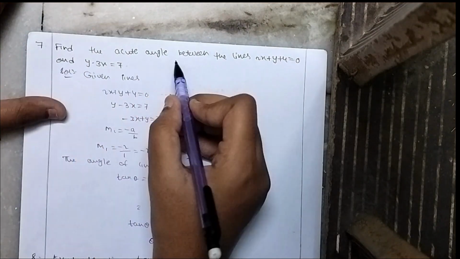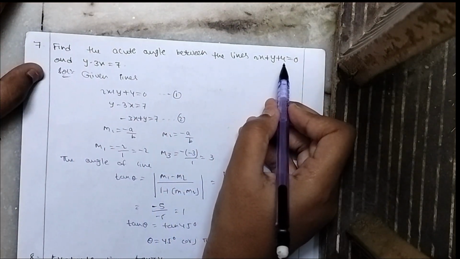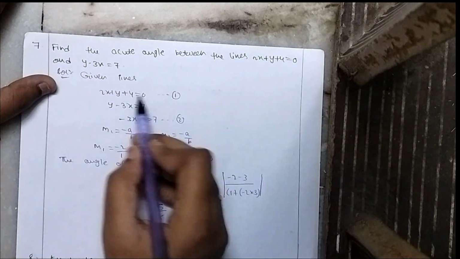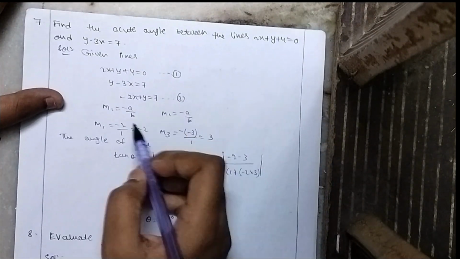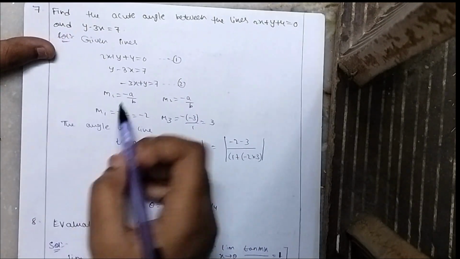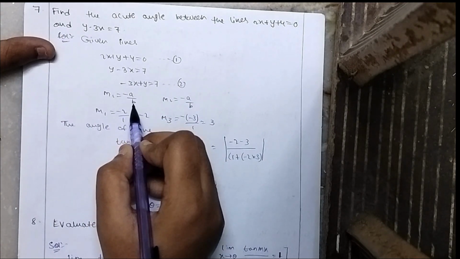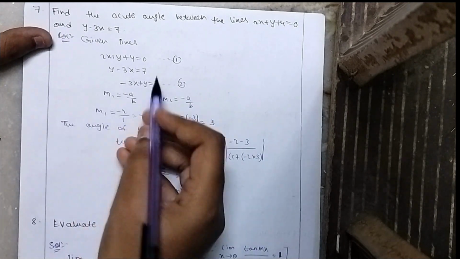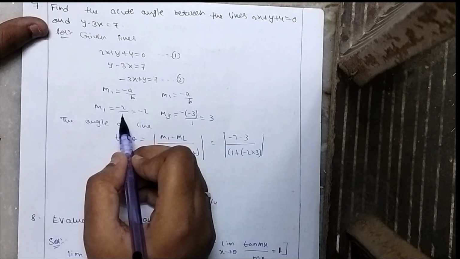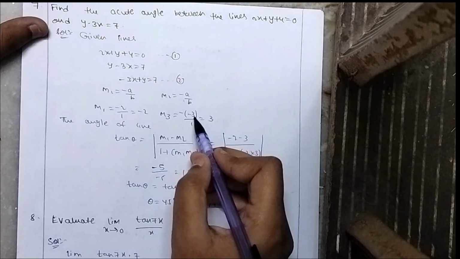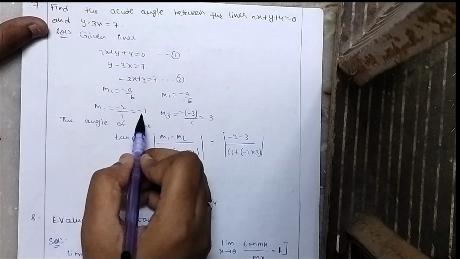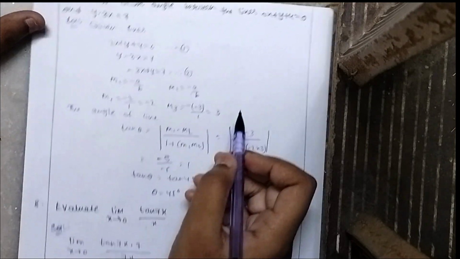Next question. Find the acute angle between the lines 2x plus y plus 4 equals 0 and y minus 3x equals 7. Let us take this equation as 1 and this equation as 2. We know the formula for slope, m1 equals minus a by b. So from these two equations, minus a by b equals minus 2 by 1, that equals minus 2. And for this one, minus of minus 3 by 1 equals 3. So m1 equals minus 2, m2 equals 3.